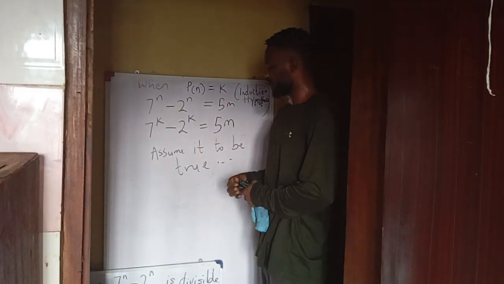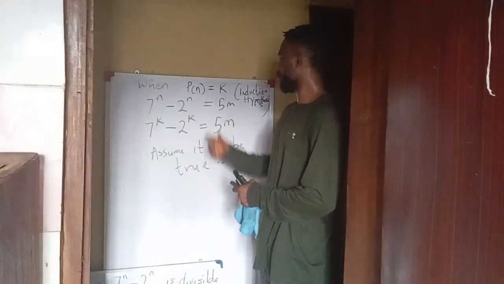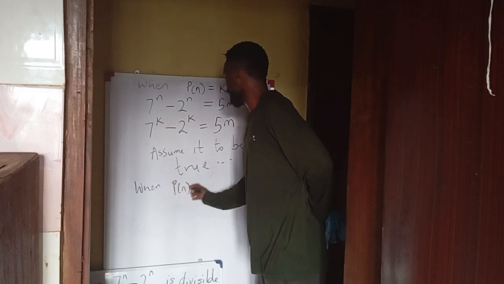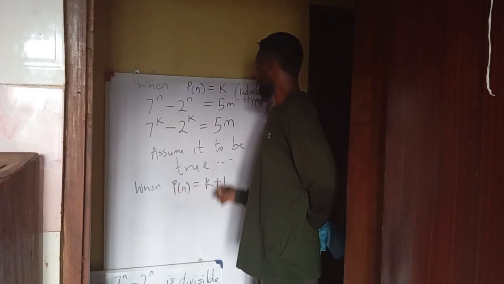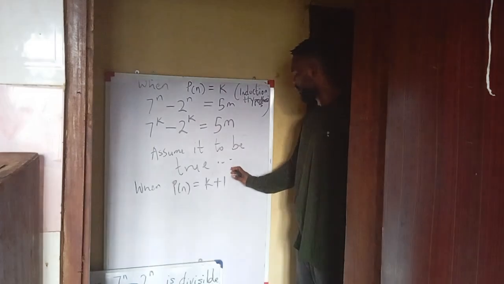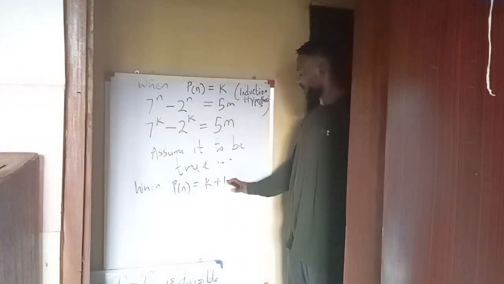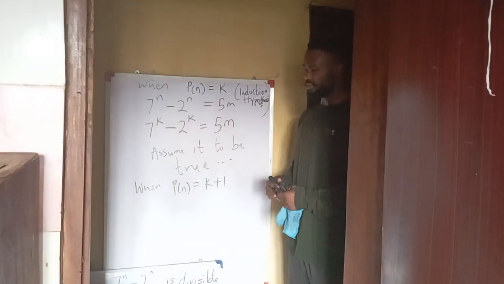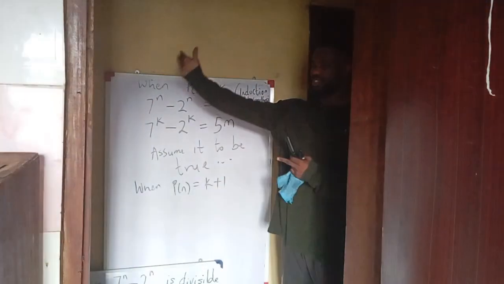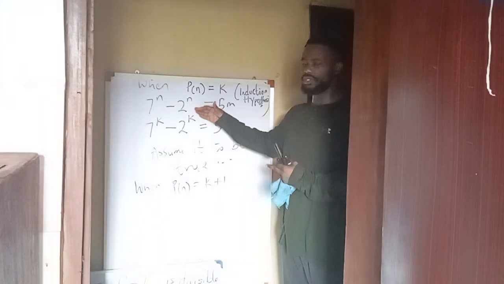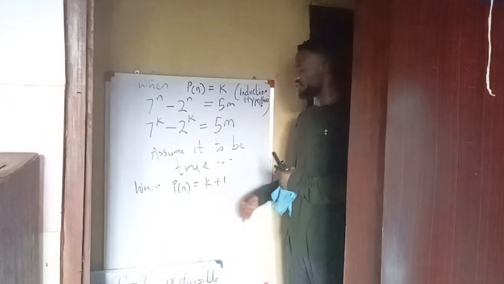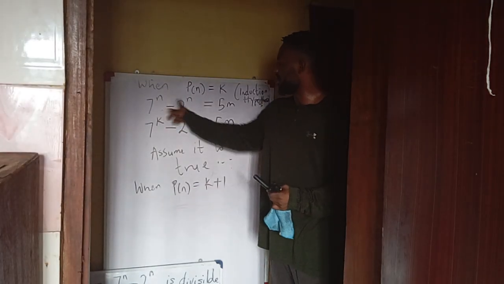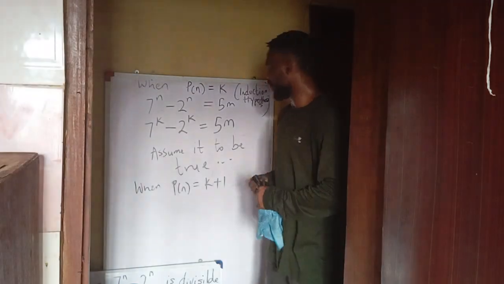Then in the next stage, we make p of n now equal to k plus 1. This is what we call the induction step, where we are to prove. I normally call the first step the basic step, the second step the induction hypothesis, or the assumption step, and this one the induction step. So for P of n, anywhere I see n, I replace it with k plus 1.